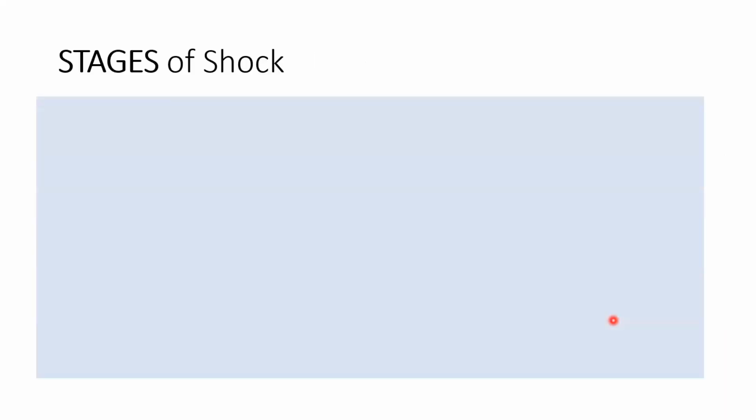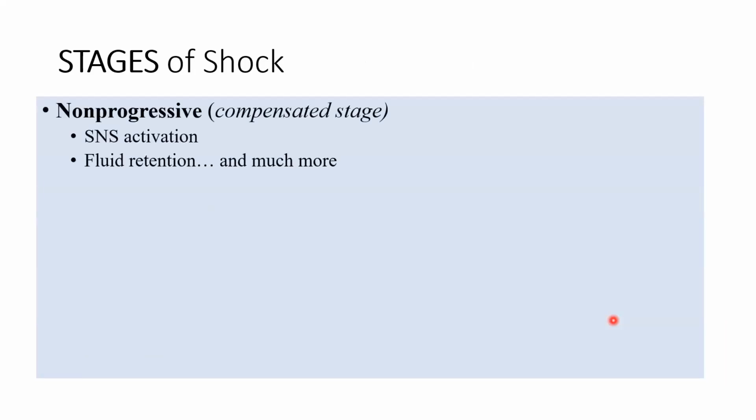Okay, so now we talk about the stages of shock. Just like we mentioned the stages of cardiac failure, shock also has stages. One is the non-progressive compensated stage, in which, as I mentioned, you have sympathetic nervous system activation, you have fluid retention, and there's much more which goes into play, and we'll discuss this in a bit.